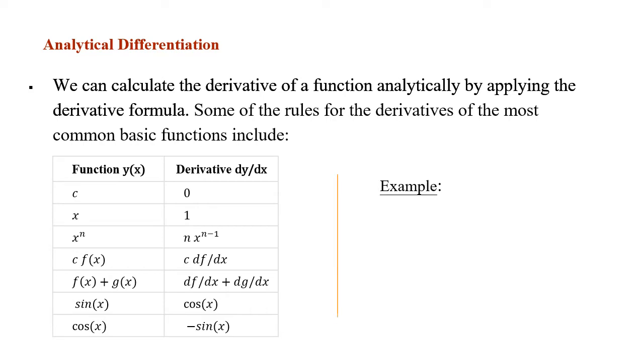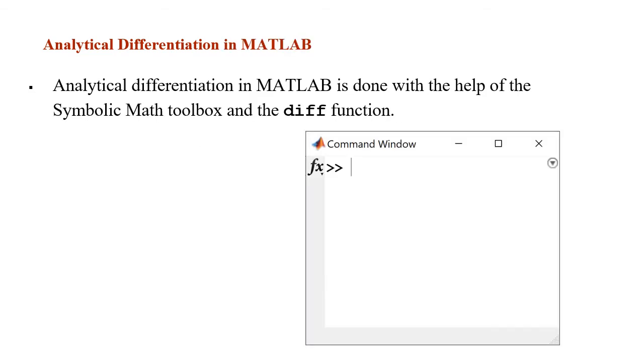For example, if we have y of x equal to 2 times x squared plus 4x plus 5, then taking the derivative of y with respect to x results in the expression 4 times x plus 4. We're simply applying the formulas that we know or that are provided in the table to the expression that is given. This is called analytical differentiation. To find the analytical differentiation of a function in MATLAB, we have to depend on the symbolic math toolbox along with the function diff, which is short for difference or differentiation.